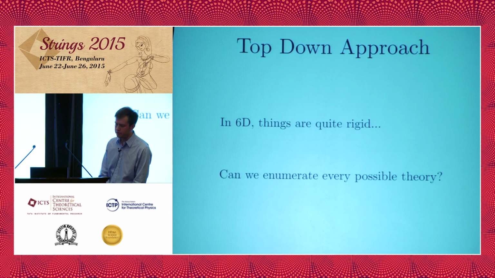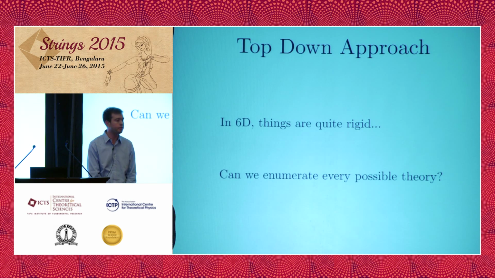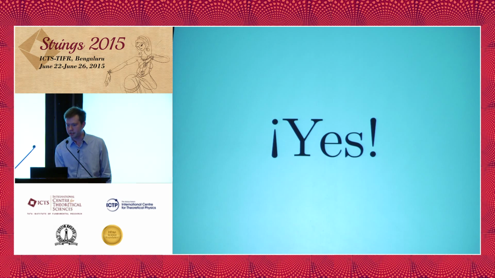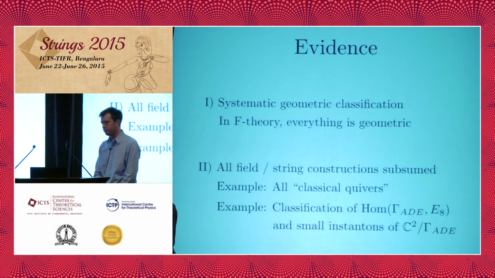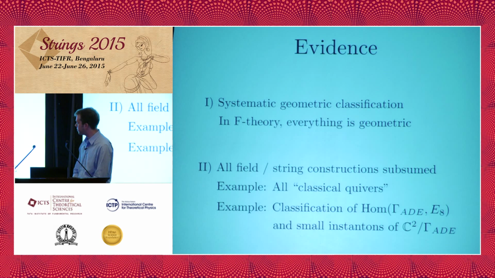OK, so it's going to be a top-down approach. And the idea is going to be, can we actually enumerate all the possible theories? And the answer is yes. So what's the evidence that we have this? Basically, it's because in F-theory, everything is on the same footing. It's all going to be geometry.